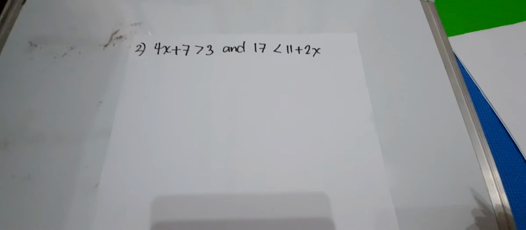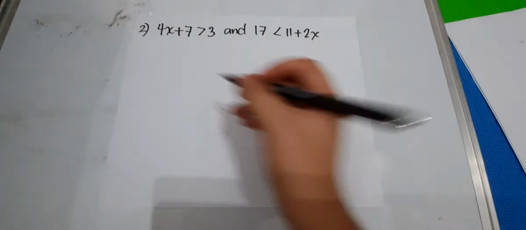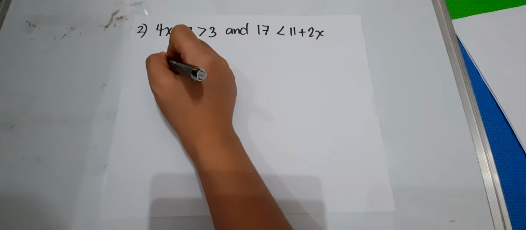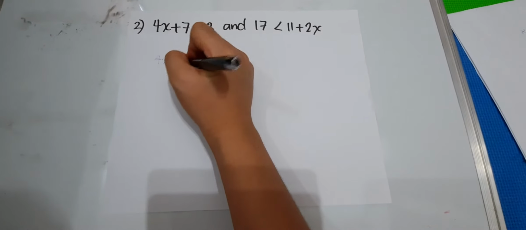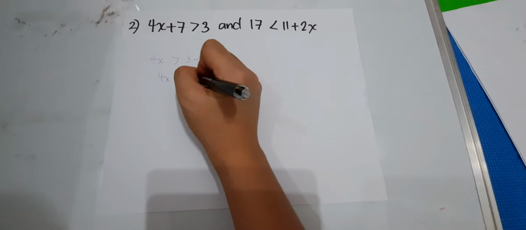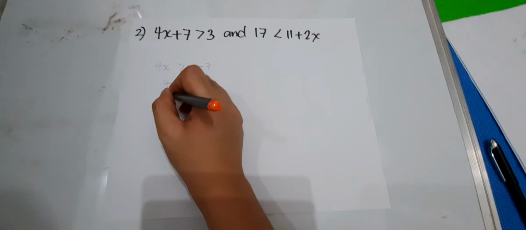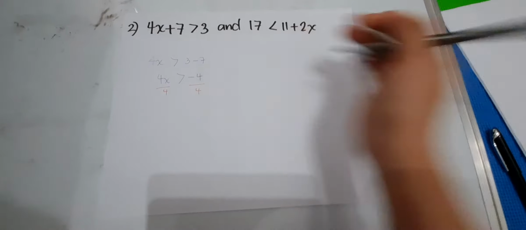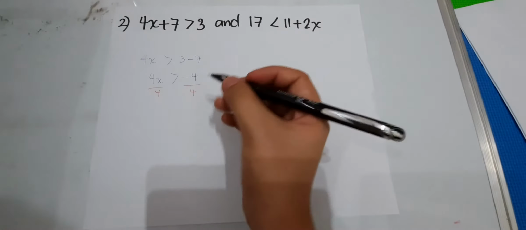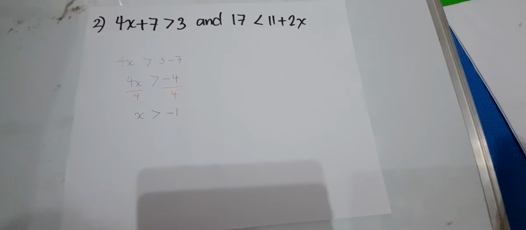Okay, let's have the next example. Again, we will solve them individually. So we will solve this first. So this will be 4x is greater than 3 minus 7. 4x is minus 4. We will divide both sides by 4. And so the x will be greater than minus 1. That is our first value.